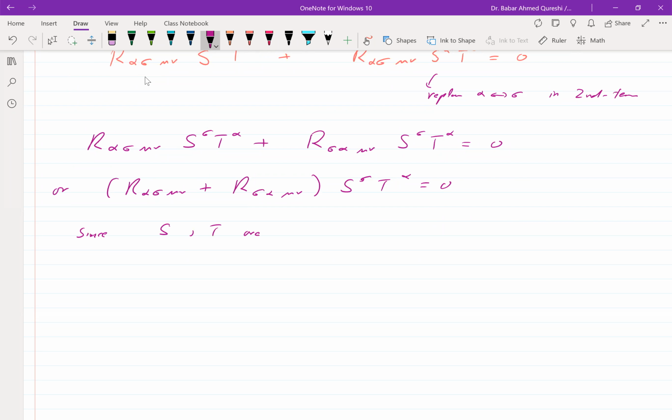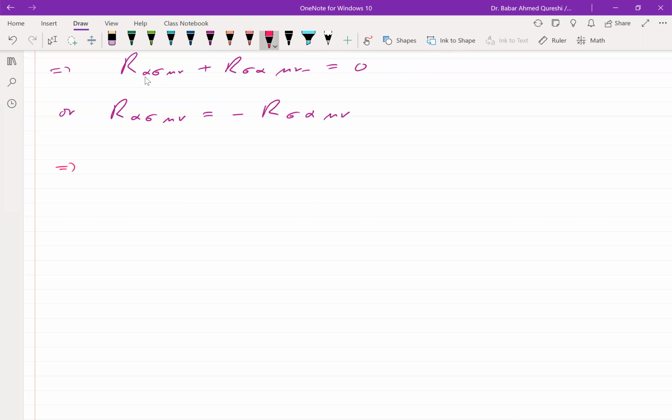And since S and T are arbitrary, this implies that R alpha sigma mu nu, this is 0, so that means that the Riemann tensor is antisymmetric in its first two indices as well.